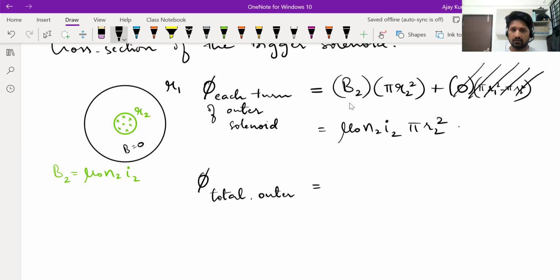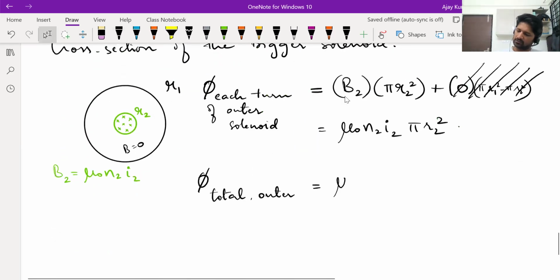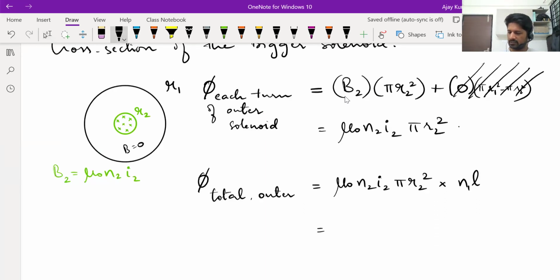We know the flux through each turn. What is the total number of turns of the outer solenoid? Like capital N1, how much will it be? N1L, number of turns per unit length multiplied with the length. Therefore, total flux in the outer solenoid will be flux in each turn multiplied with number of turns. You get the result as, okay, we got the flux, that's fine.